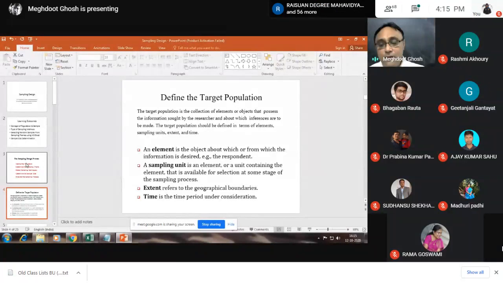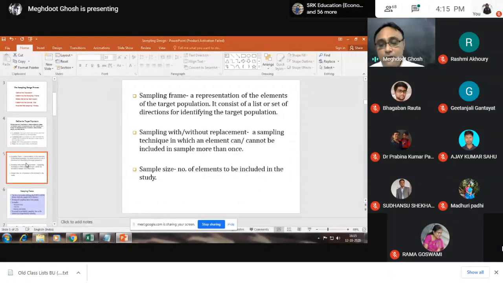Time is also very, very important, as you know, in social science. If you are doing a research now and if you are doing a research tomorrow, the things might change. So these are the four elements you have to remember while defining your target population. And if you can define these four elements properly, then your population will be well defined.